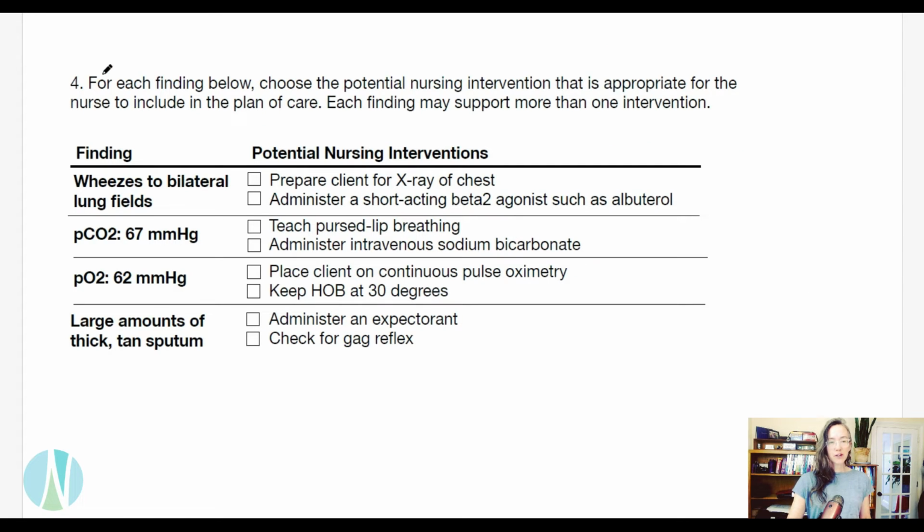Now we are in our interventions. So this question says, for each finding below, choose the potential nursing intervention that is appropriate for the nurse to include in the plan of care. Each finding may support more than one intervention.